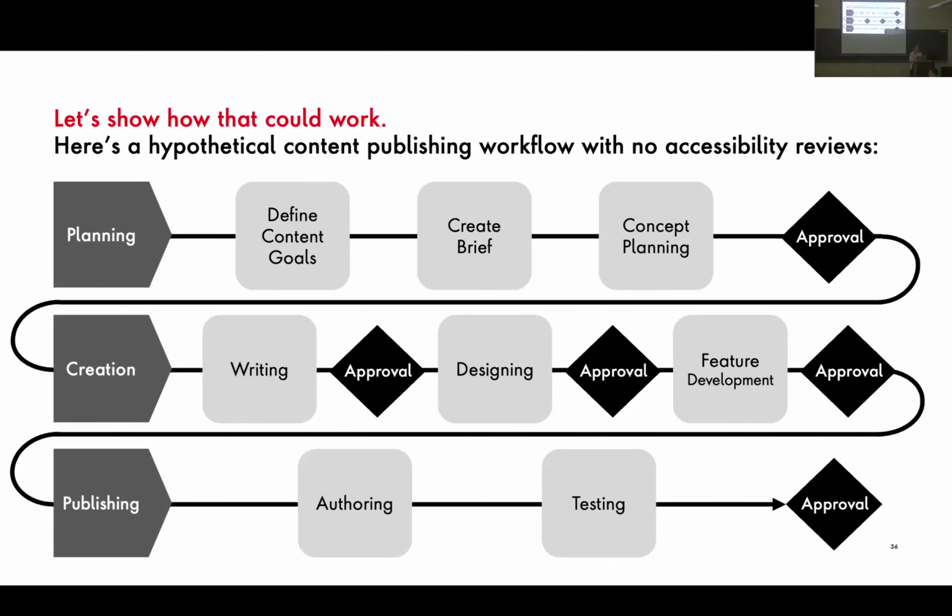I'm showing on my screen a hypothetical content publishing workflow with no accessibility reviews. I understand we all work slightly different ways. This is just meant to be a standardized view of a content publishing workflow, and hopefully it's recognizable to everybody. It's split into 3 phases. Hopefully we all have a planning phase, which involves defining content goals and creating a brief.